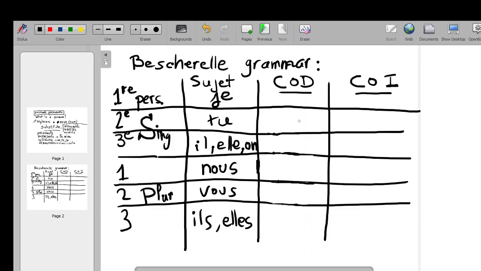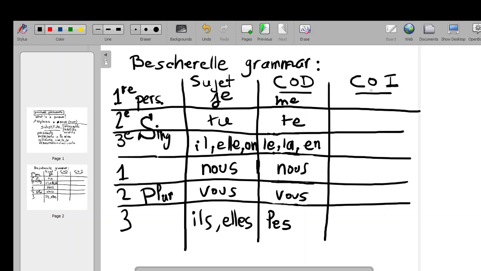So COD. So if the function in the sentence, dans la phrase, is COD, complément objet direct, the form is going to change, of course. So it's going to be me, te, le, la, en, nous, that doesn't change, vous, les.